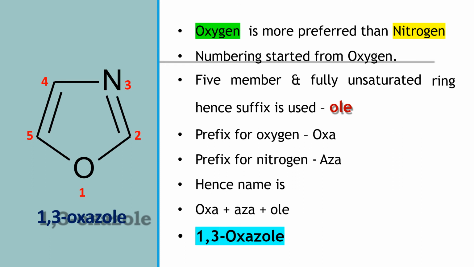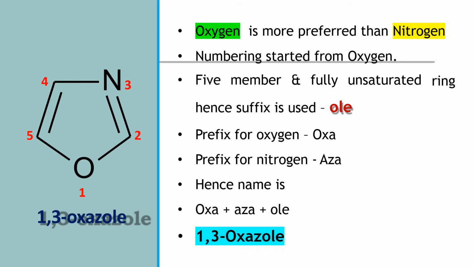Another, here the atom is changed: oxygen and nitrogen. We use oxygen as number 1, then nitrogen. So oxygen for oxa, nitrogen for aza. 1,3 and OLE for a 5-membered ring containing 2 double bonds, that is the unsaturated. That's why we use OLE. So the very simple name of the structure is 1,3-oxazole.